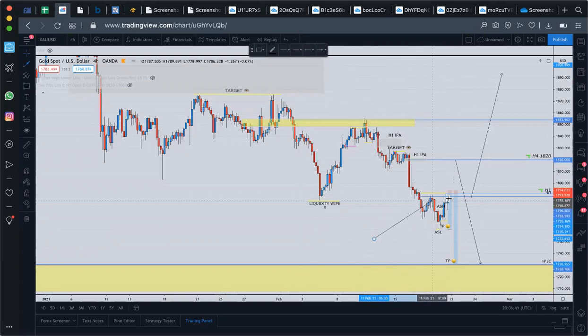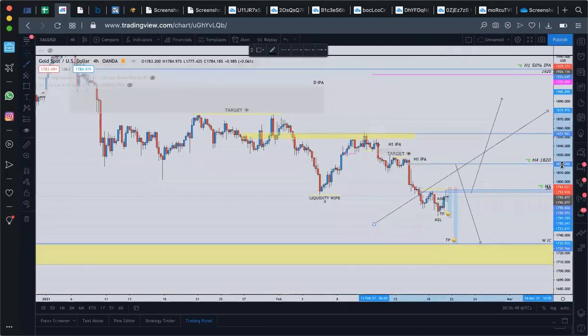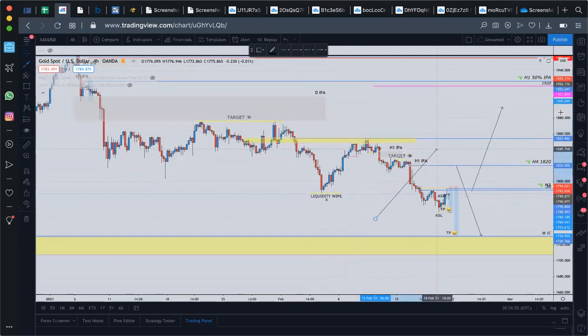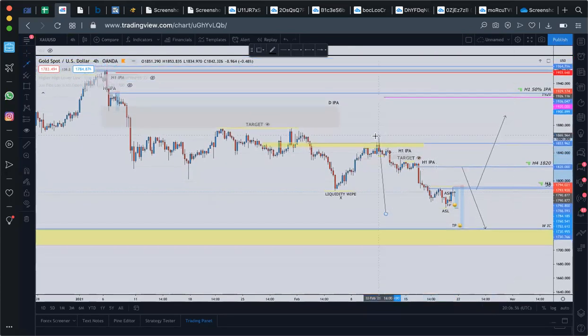And I was thinking if it did come to here, breaking this liquidity level, can we come back into here and then fall down into our weekly, or do we come above here and then finally spring up into our IPA over here and our 1920 nice number over there? So I'm just seeing which one of these two can happen.